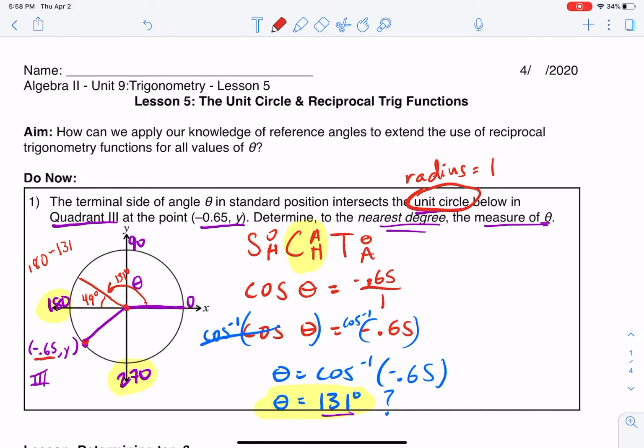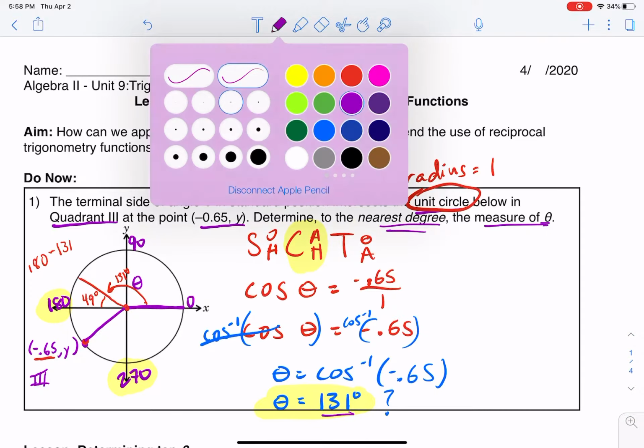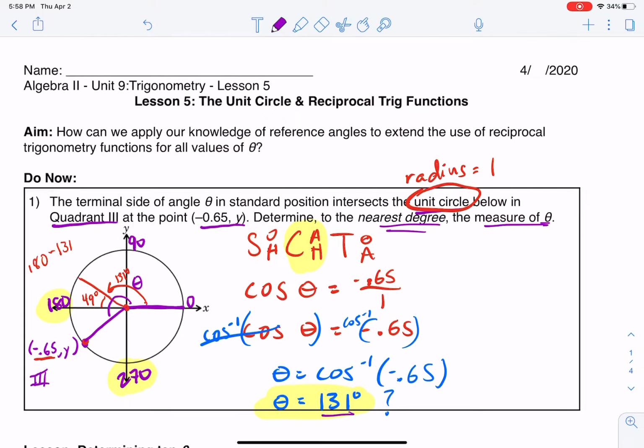And now this 49 degree angle is what's left over to 180. To figure out what this whole angle is, we'll need to take 180 and add 49 to it. And that would give us a 229 degree angle. So that's my final answer. Theta equals 229. All right, that's the end of the do now. You can pause, take notes, and I'll see you in the next video.